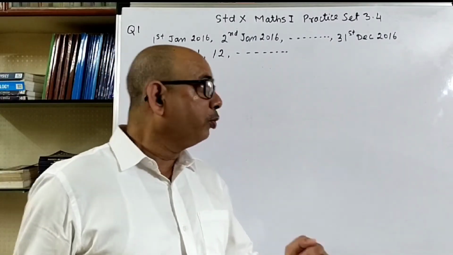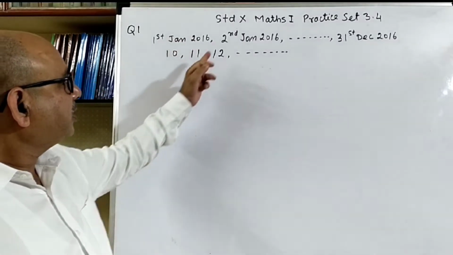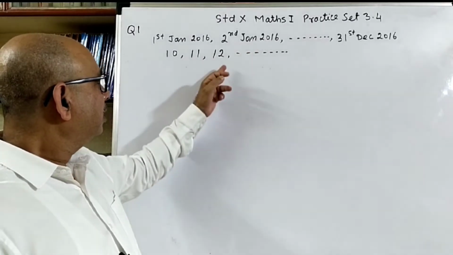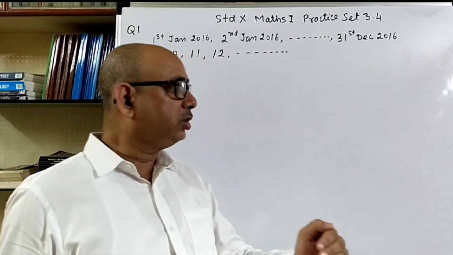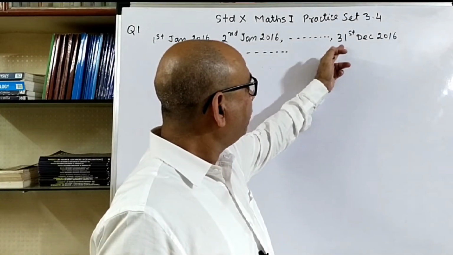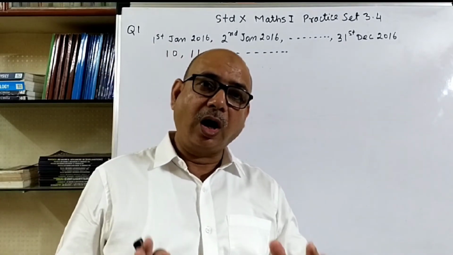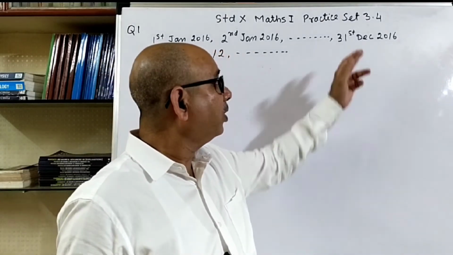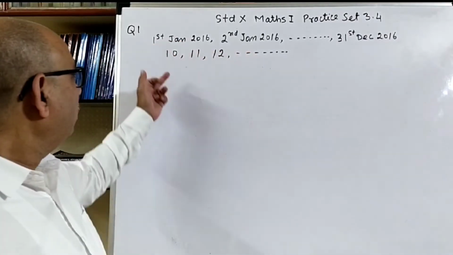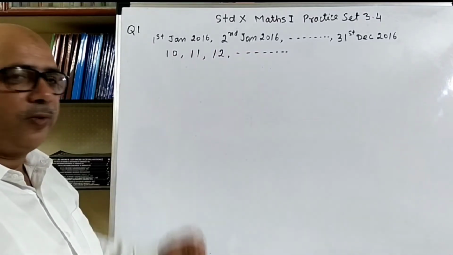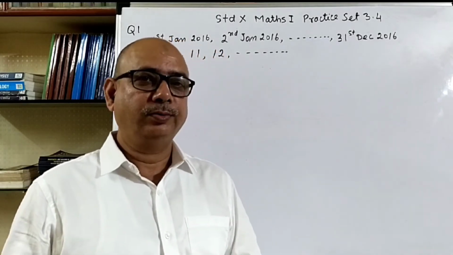Sanika is saving rupees 10 on 1st Jan 2016. Then on 2nd Jan 2016, she saves rupees 11. And in this way, she continues saving up to 31st December 2016. Then the question is, how much will be the total amount saved on 31st December 2016? If you see here, the value of A is given, 10, D you can find out, and the only required value is n, which is unknown.